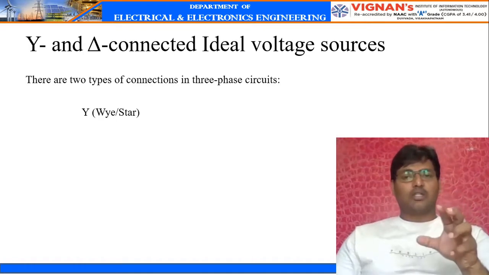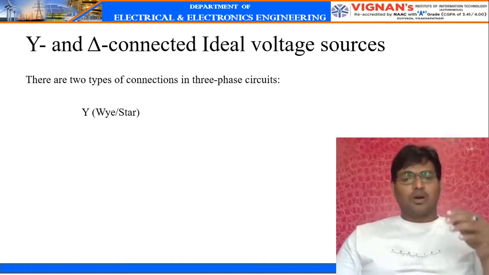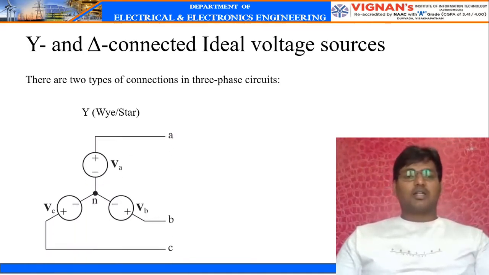How do we connect three voltage sources in a star connection? A star connection is also called a Y connection because it represents a star. Here we have taken three voltage sources, named VA, VB and VC. In the previous lecture, we denoted the three phases with the letters R, Y and B. Here we are denoting them with the letters A, B and C. It hardly makes any difference.